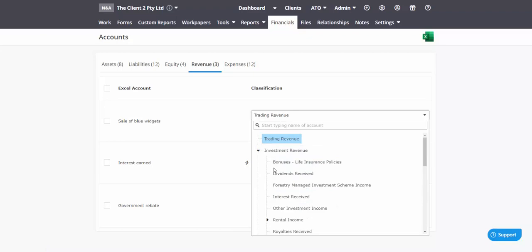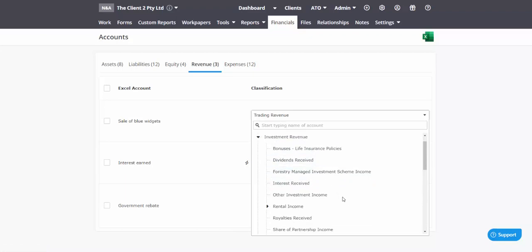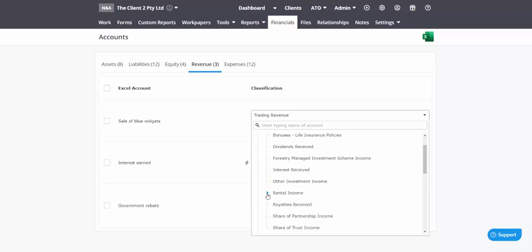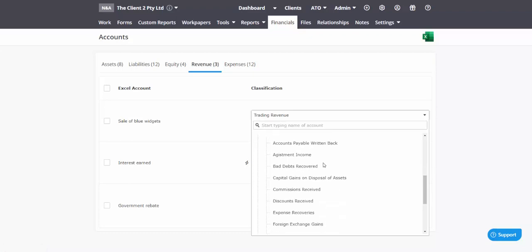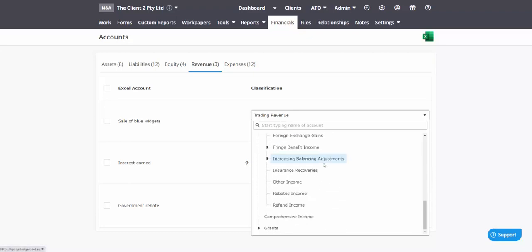Investment revenues will be things like, for instance, dividends, forestry management, investment scheme income, interest, rental income. There is, except for in the case of a company, trusts, individuals, partnerships, there's special sections for the rentals. Royalty income, partnership income, share of trust income. This is always on the accounting side, and there could well be differences on the tax side. So just make sure that you classify up your accounts and then consider if there's a tax return for partnership on the other side, that the partnership taxable income flows through to the company. All those other income types.